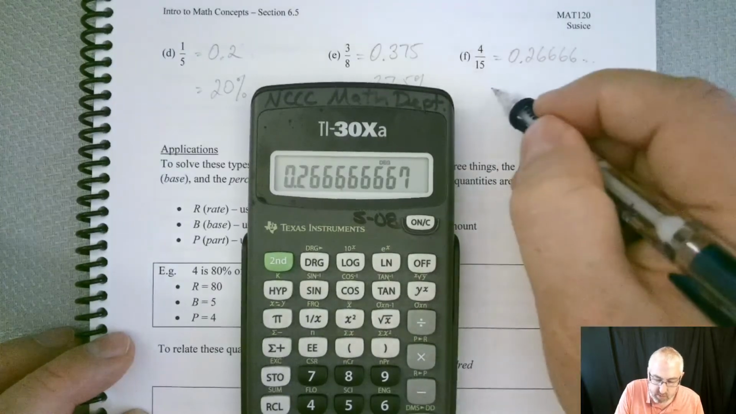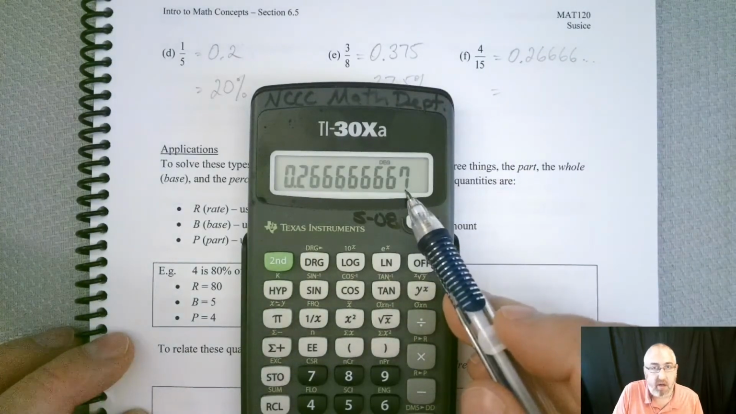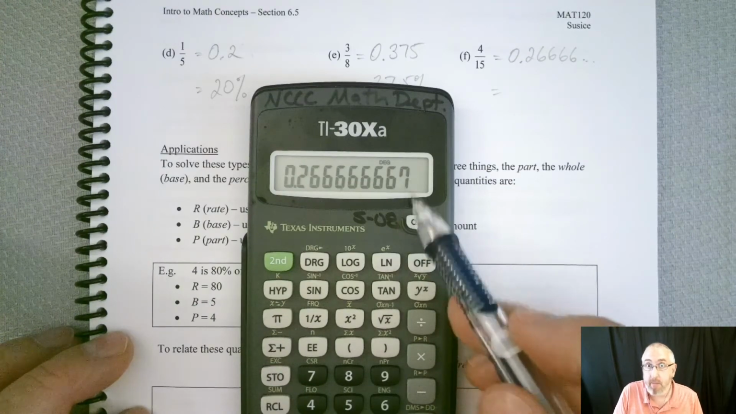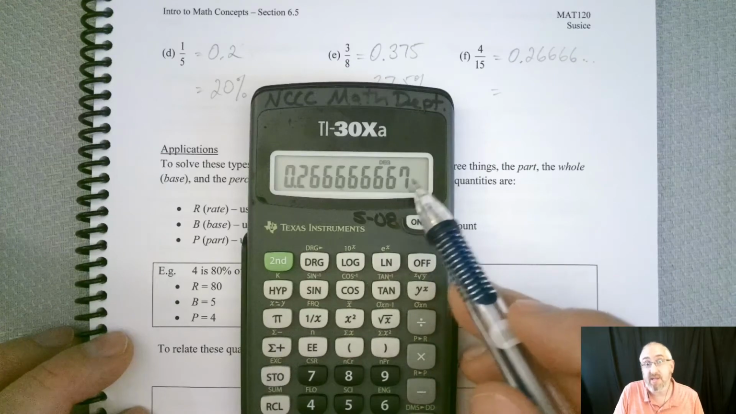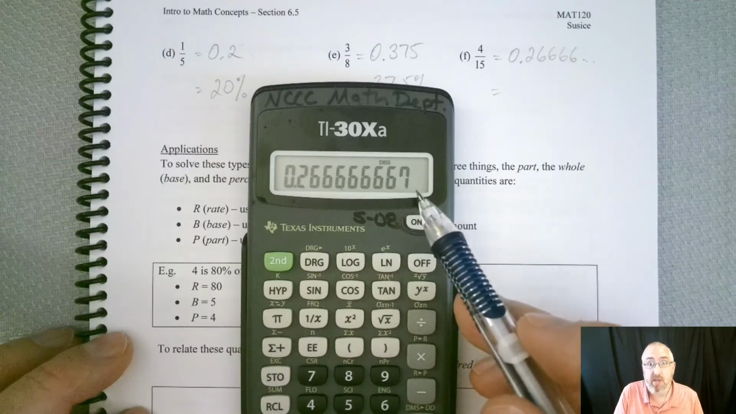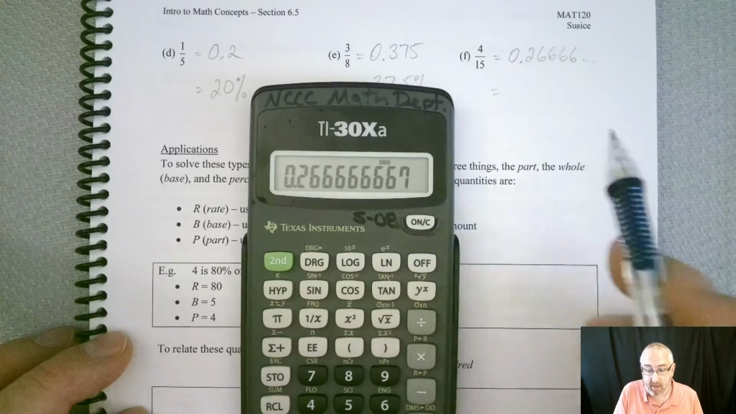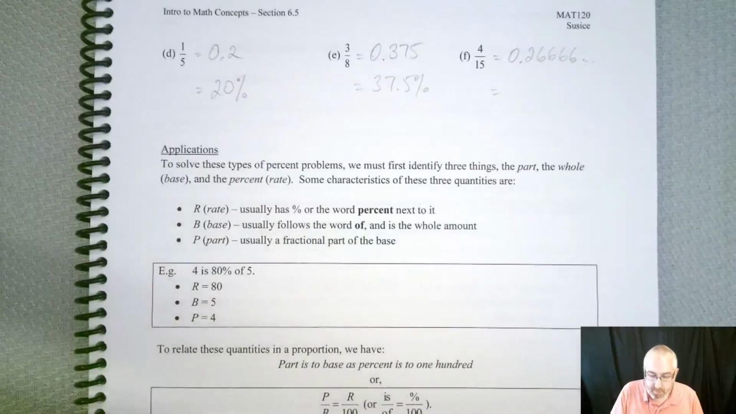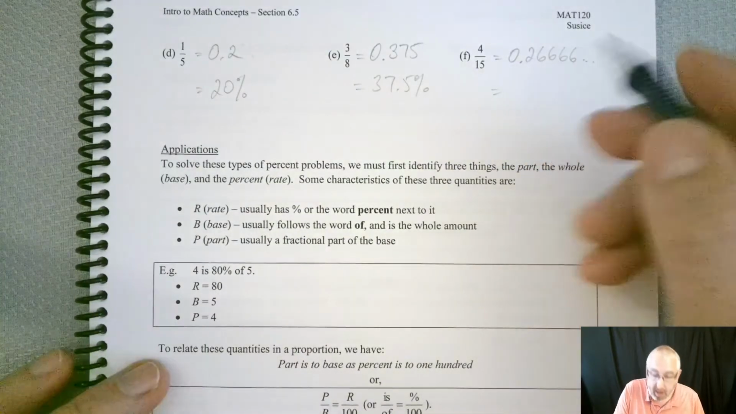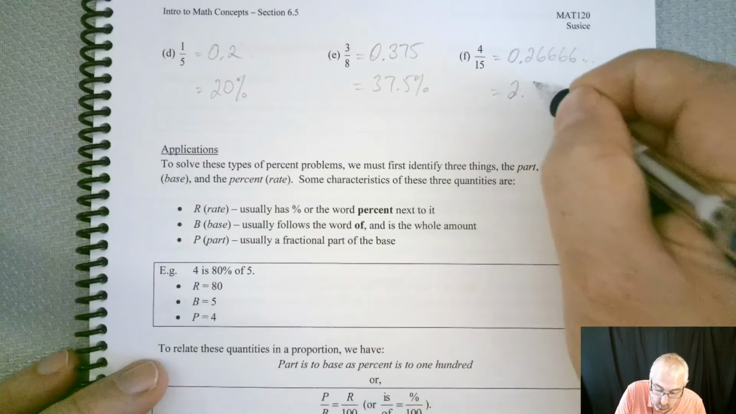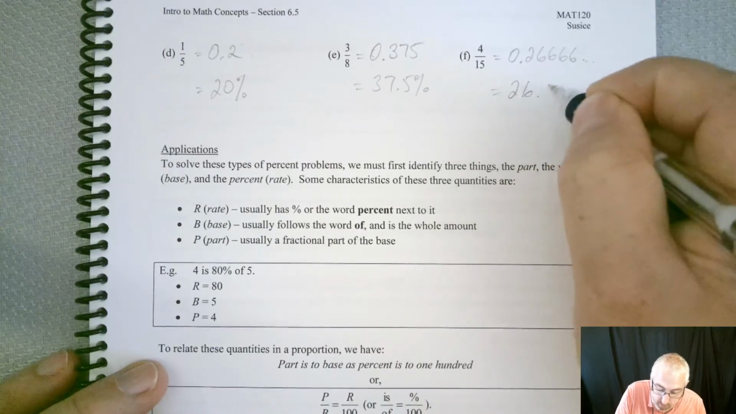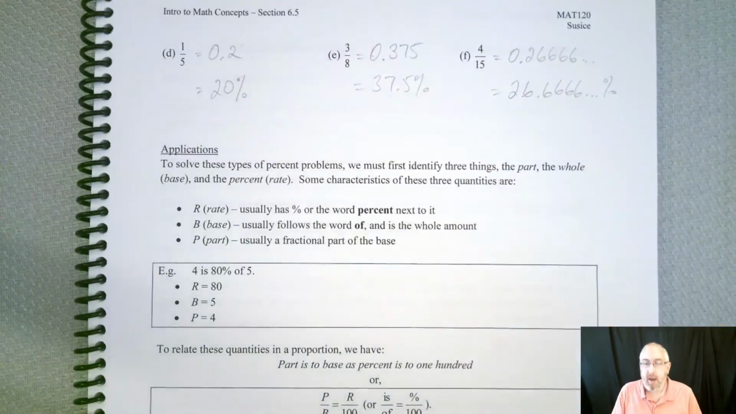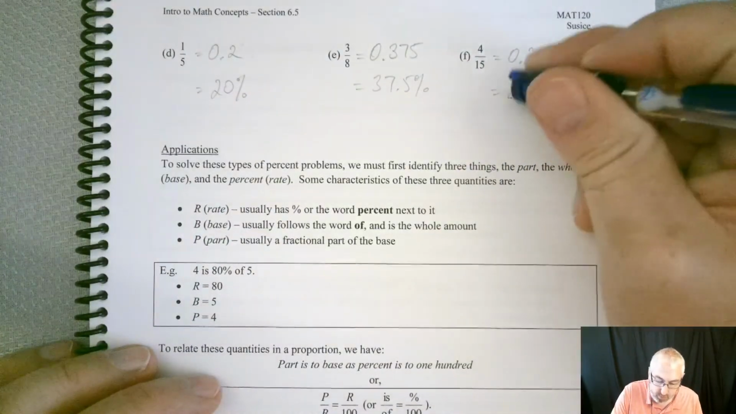0.26666, and it goes on forever. Even though it has a 7 here, your calculator rounds. It only has so many places, so the last spot's going to round either up or down depending on what the digit is after it. And it's a bunch of 6's, so it's going to round it up to a 7. But technically, it does just go on forever and ever. So now if you move the decimal point over 2 spots, 26.6666%.